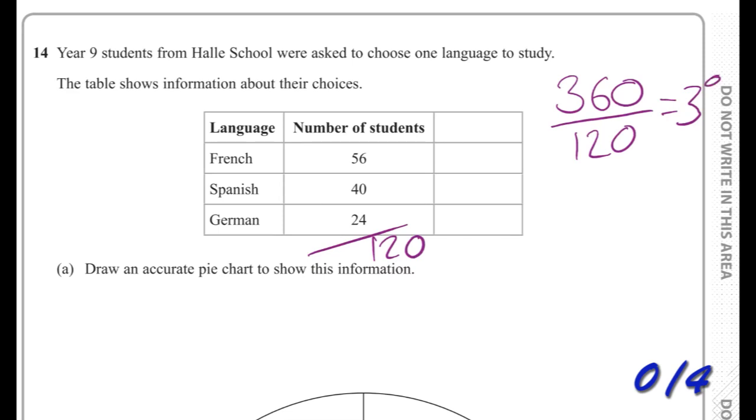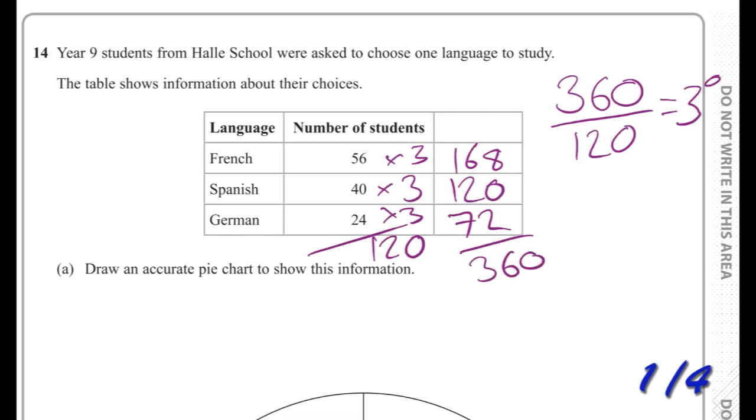So if we want to know how many degrees the 56 French students are going to be, we're going to have to triple it because each student's worth 3 degrees. So 3 lots of 56 is going to give us 168. 3 lots of 40 is going to be 120. And 3 lots of 24 is going to be 72. A quick check to make sure we haven't made any mistakes. By adding these together, we can see that we do get 360 degrees. As this is a non-calculator exam, they've given us some fairly nice numbers to work with. If this turned up in a calculator paper, you might expect some nastier numbers.